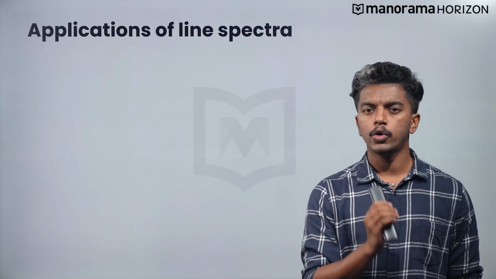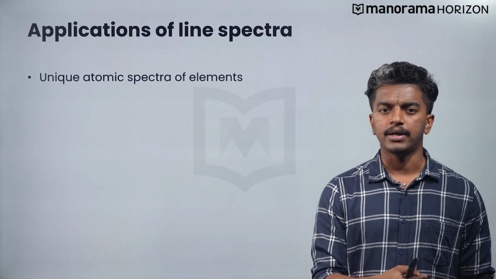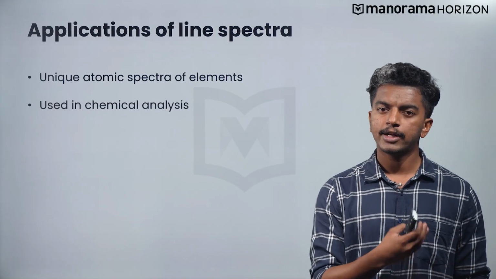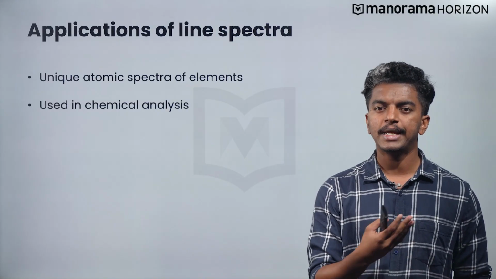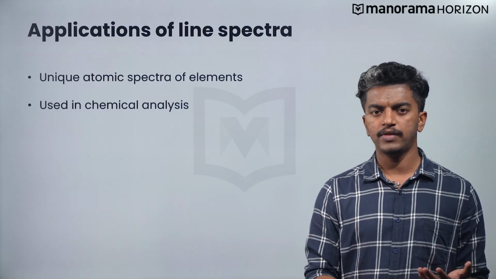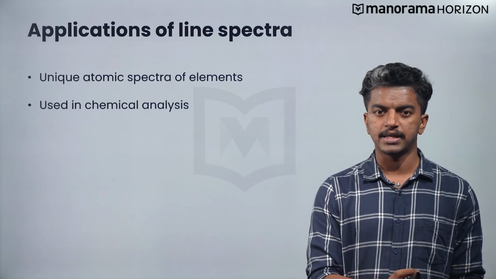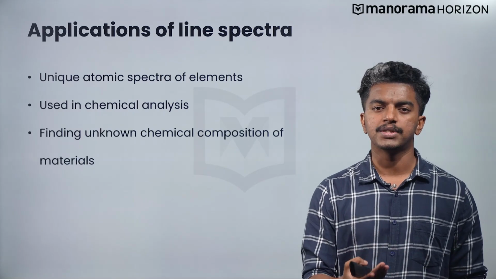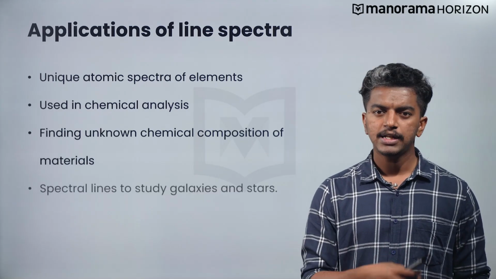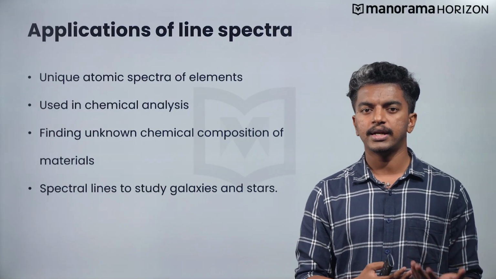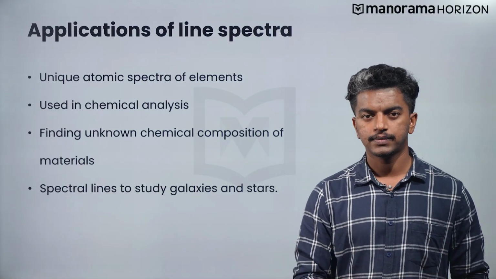The important thing to note is that each element has a unique line emission spectrum. The characteristic lines in the atomic spectra can be used in chemical analysis to identify unknown atoms. This can be compared with fingerprint analysis, where fingerprints are used to identify people. This is also used to find the unknown composition of materials. And spectral lines emitted by distant stars and nebulas are used to study the galaxies and universe in general.